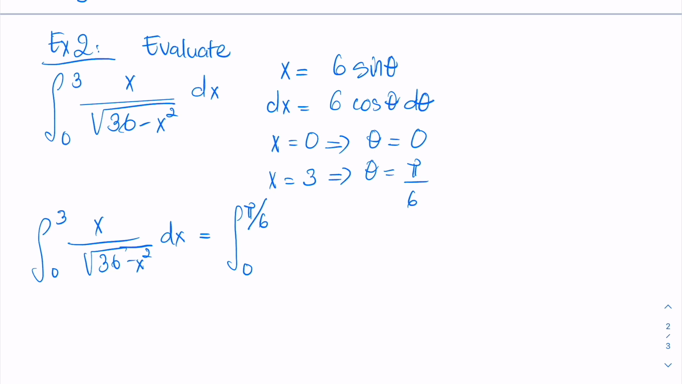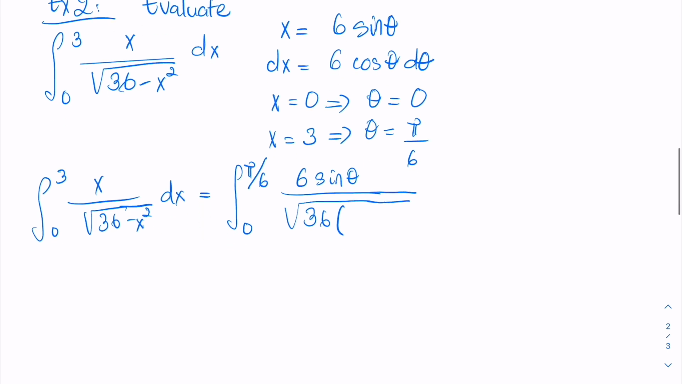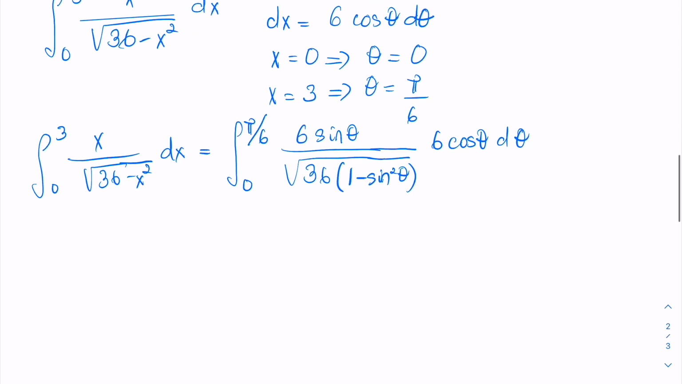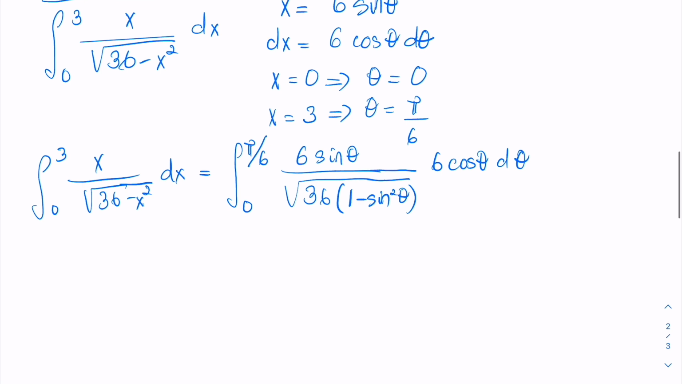So x turned into 6 sine theta over square root of 36 times 1 minus sine squared theta. dx turned into 6 cosine theta d theta. So now we should simplify it.